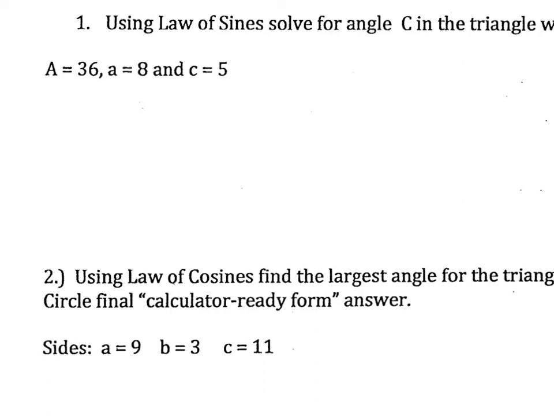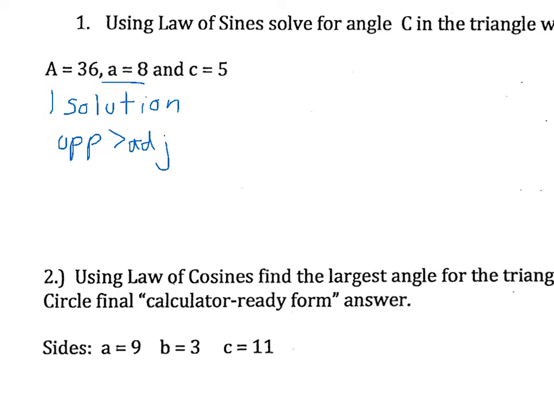On the last page, we'll review law of sines and law of cosines. So for number 1, we're given that angle A is 36 degrees, side A is 8, and side C is 5. So we know that we'll only have one solution for angle C because we're given an acute angle where the opposite side is greater than the adjacent side.